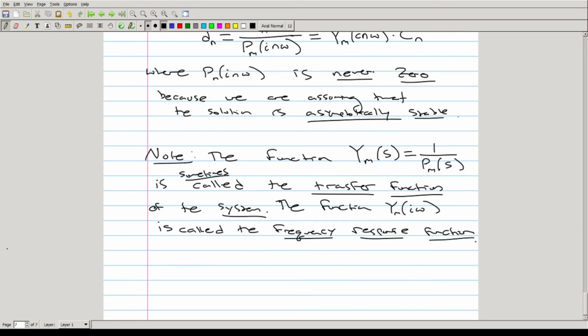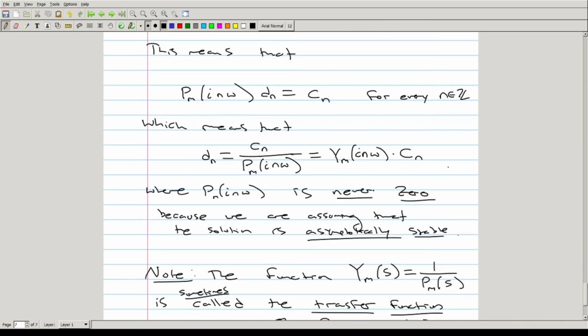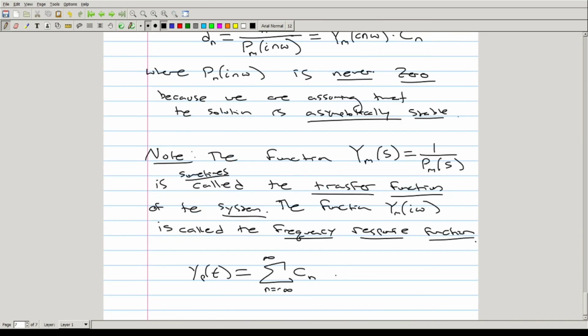And the solution of our system for the particular solution, x_p of t or y_p of t, is exactly equal to, this will make this a little more clear, the sum from negative infinity to infinity of C_n times Y_m of i n omega times e to the i n omega t.